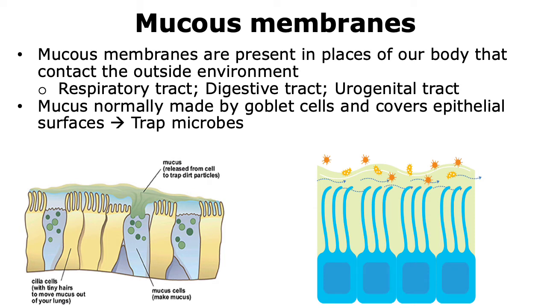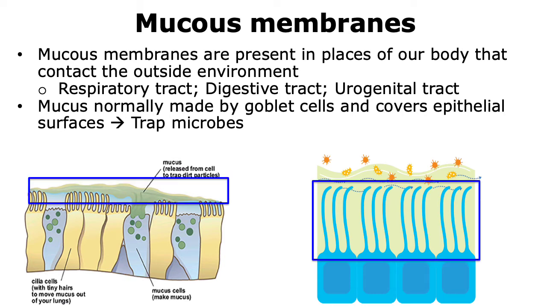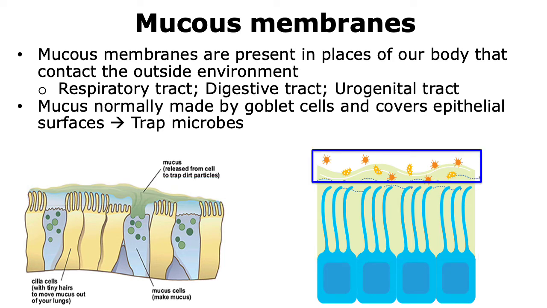Now, the mucus that is made over the cells that form these linings is made by specialized cells called goblet cells. These goblet cells make the mucus, and the mucus is then secreted out and it covers the epithelial surfaces. This mucus is sticky, and hence it's able to trap the different microorganisms. By trapping the microorganisms, it's preventing them from interacting with the underlying epithelial cells, and thus it is harder for the microorganisms to breach through the epithelial lining.